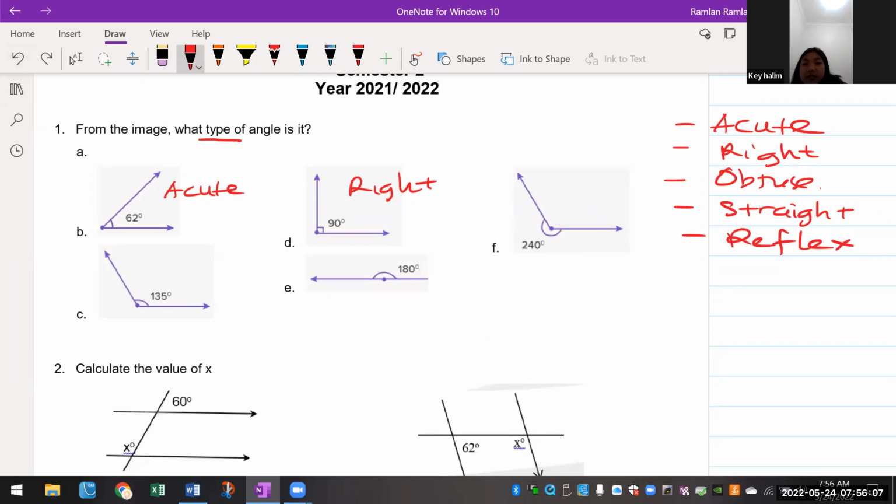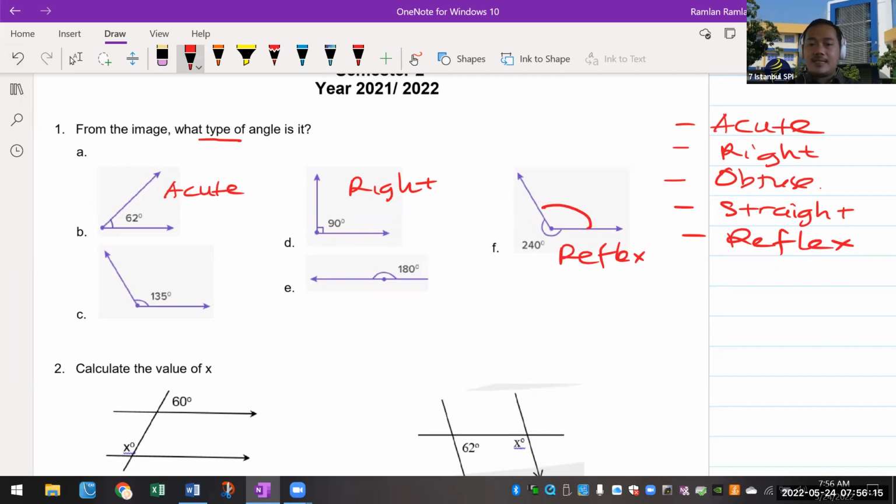Reflex. Yes, okay, very good. Yes, it is a reflex, again because it is more than 180 degrees. So you're not looking for this one, right? Because the sign in this question it's not pointing to that angle. The one that's pointing to the angle in this question is this guy over here. Yeah, so that will be reflex.